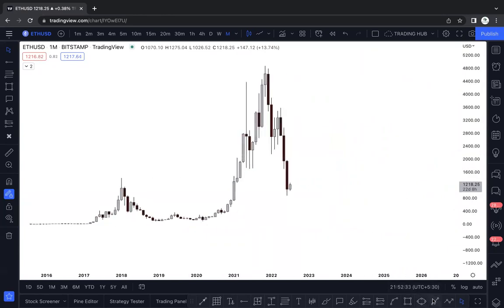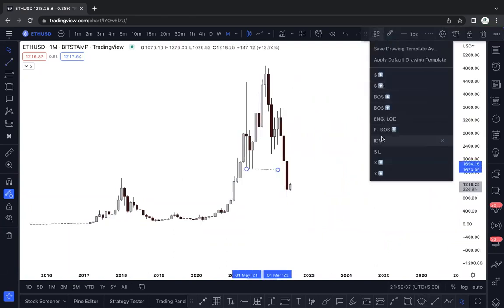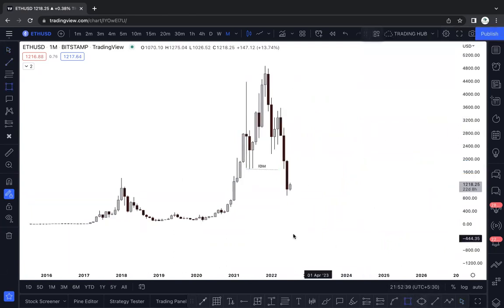Yeah, same story with Ethereum. The market took out this low, the inducement. And this tiny order block is here, which is around $500. Wow. Okay, so we need to wait.